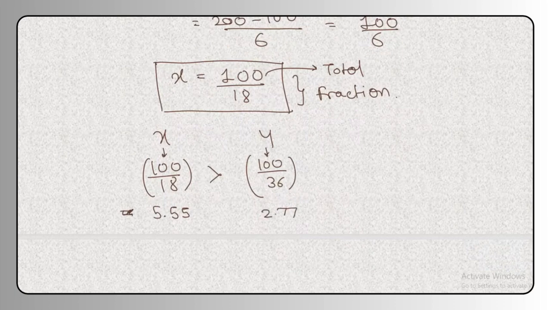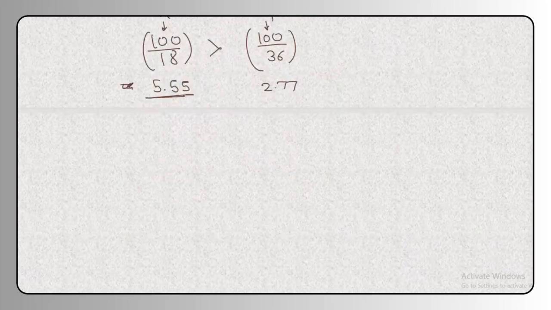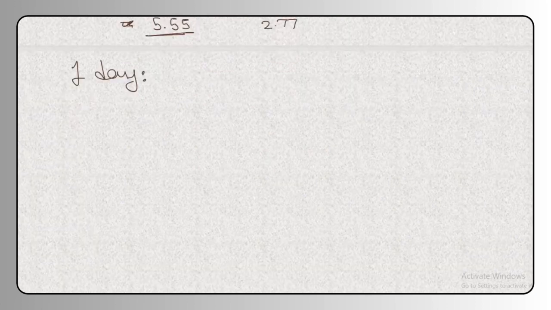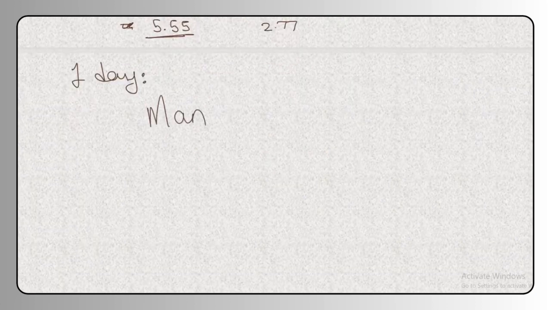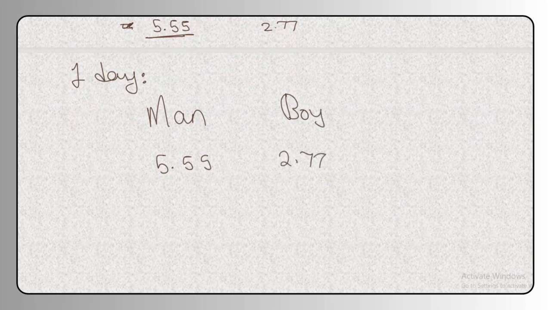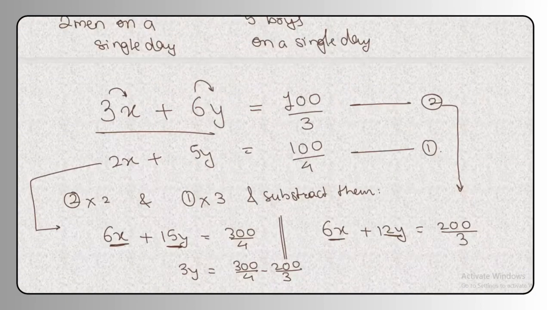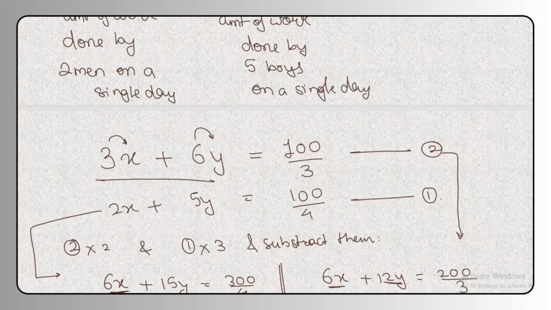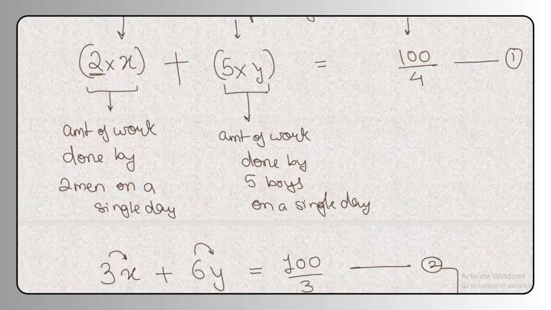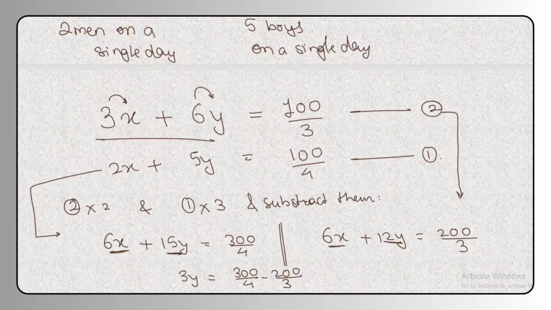Okay, so 5.55 units is the work done on a given day. On a given day, good sunny shiny day, the man has done a contribution of 5.55. The boy has done a contribution of 2.77. And what is the day's contribution for the work? The day's contribution for the work is 100 upon 3 for the first condition, first day.